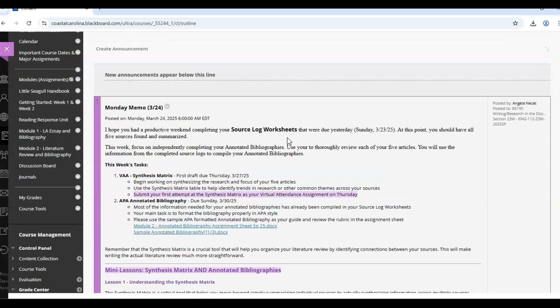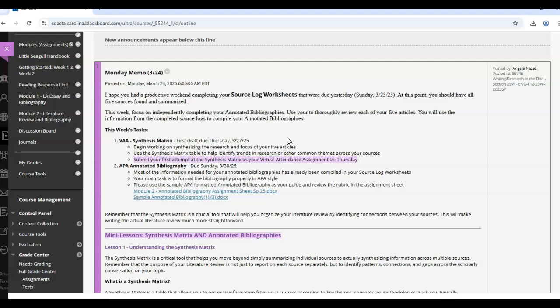And if you don't have your summaries as thorough as you like them, this is your opportunity to redo that, because the big assignment that's due this week is your annotated bibliography. So I'll talk about that first, and then I'll come back to the synthesis matrix.